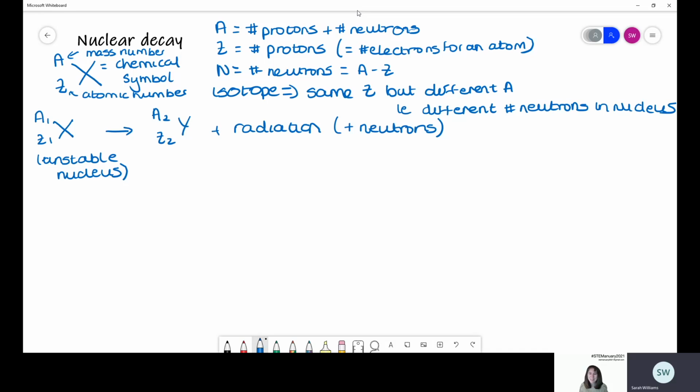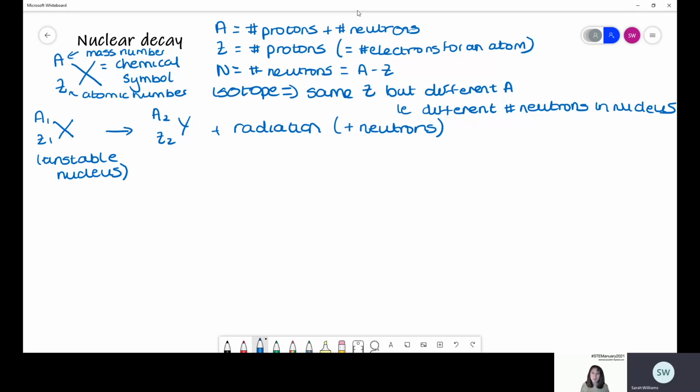Okay, I'm now going to discuss the different types of radiation and also the symbols that you might have to use to write these into a nuclear equation. When you're writing a nuclear equation like the one I've written on this whiteboard, both the mass number and the number of protons, so the Z number, have to balance.